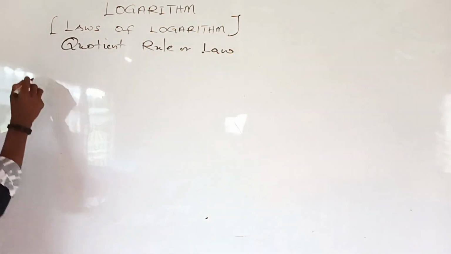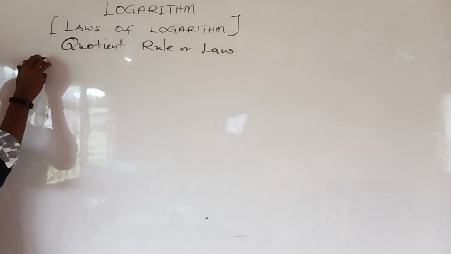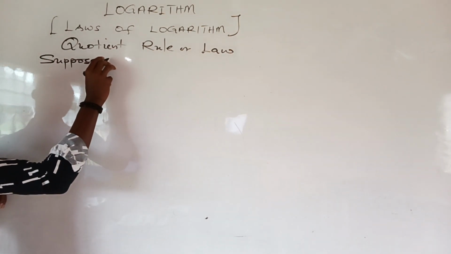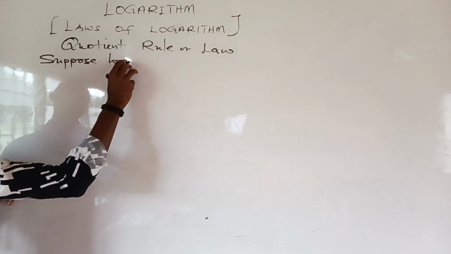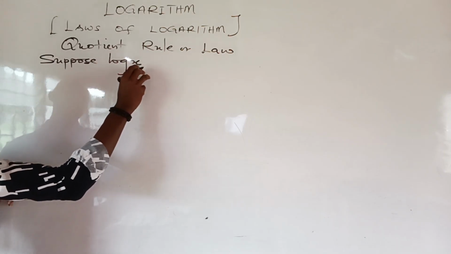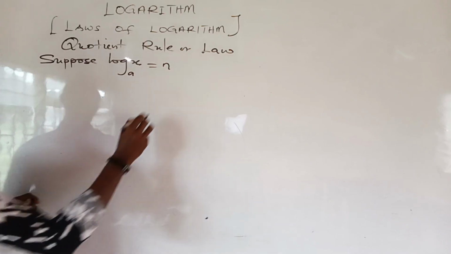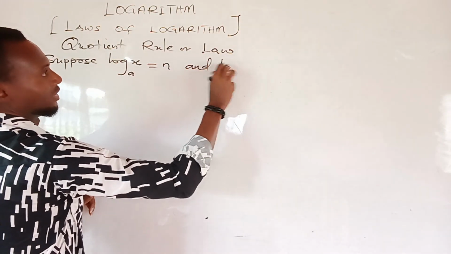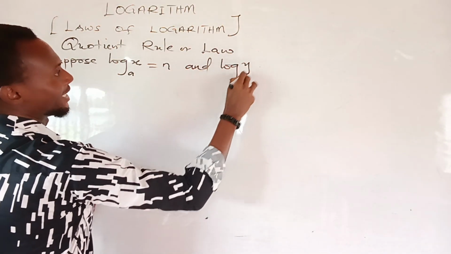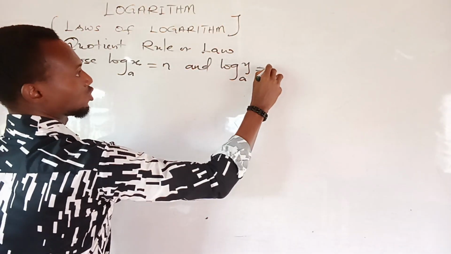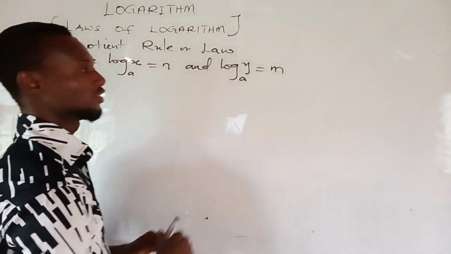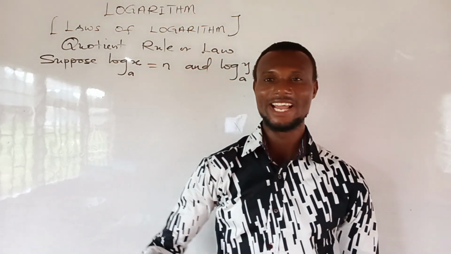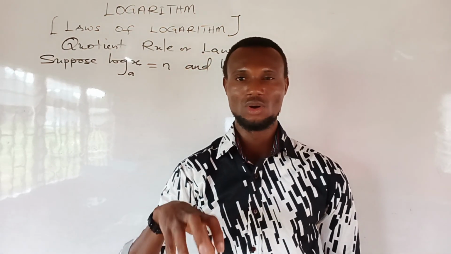So I'm going to say that suppose we have that the log of s to the base a equals n, and also let's suppose we have the log of y to the base a equals m. We are going to use these basic definitions to establish the quotient rule or law of logarithm.